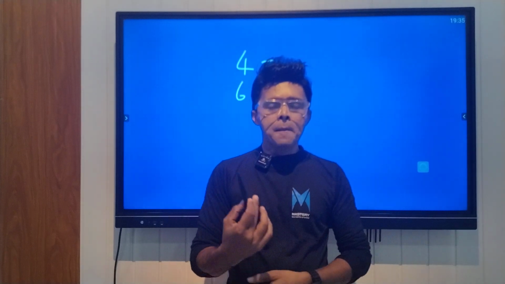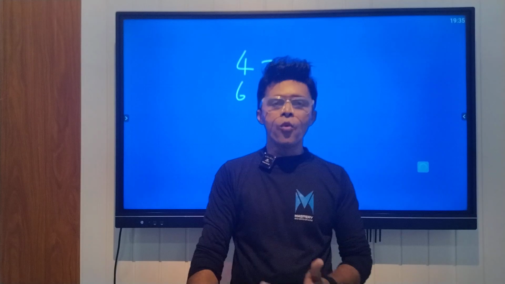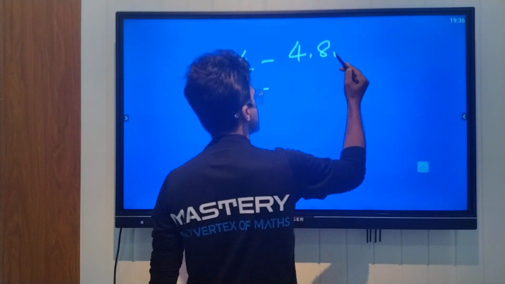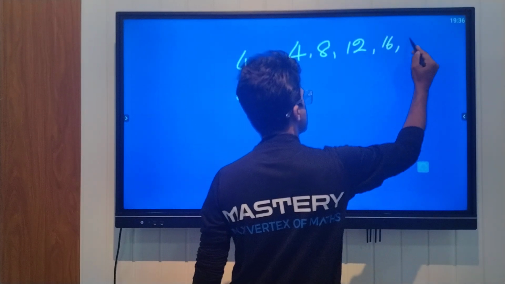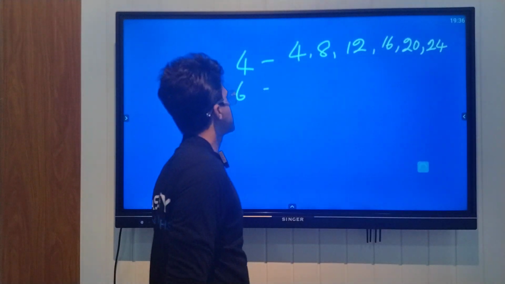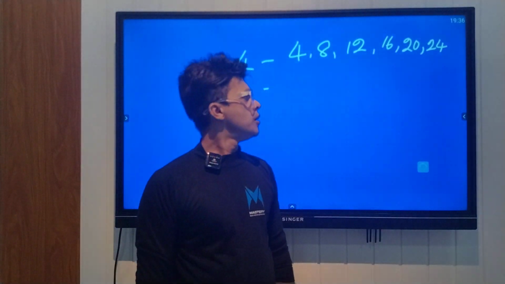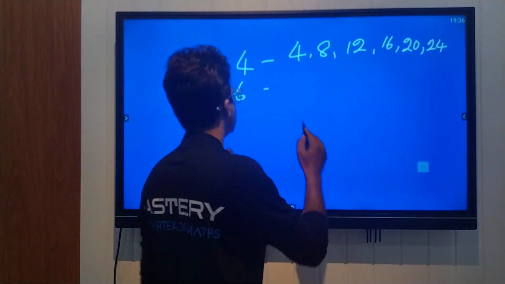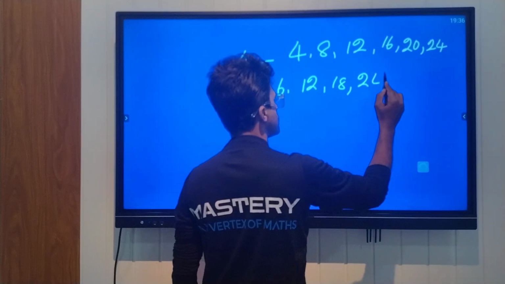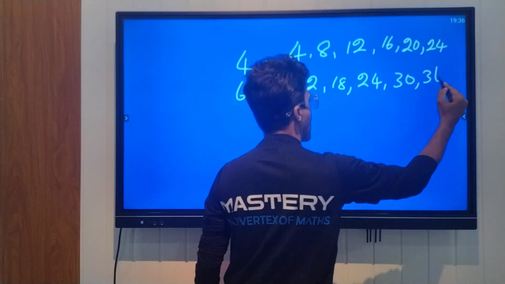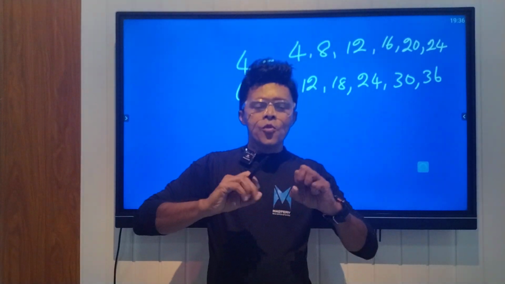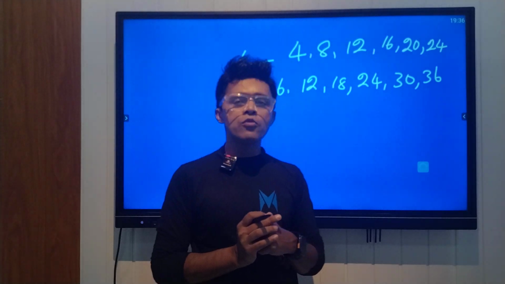Let's find the multiples of 4: 4, 8, 12, 16, 20, 24. These are the multiples of 4. Multiples of 6: 6, 12, 18, 24, 30, 36 and so on. These are the multiples of 6. So multiples of 6 and multiples of 4 we've written.